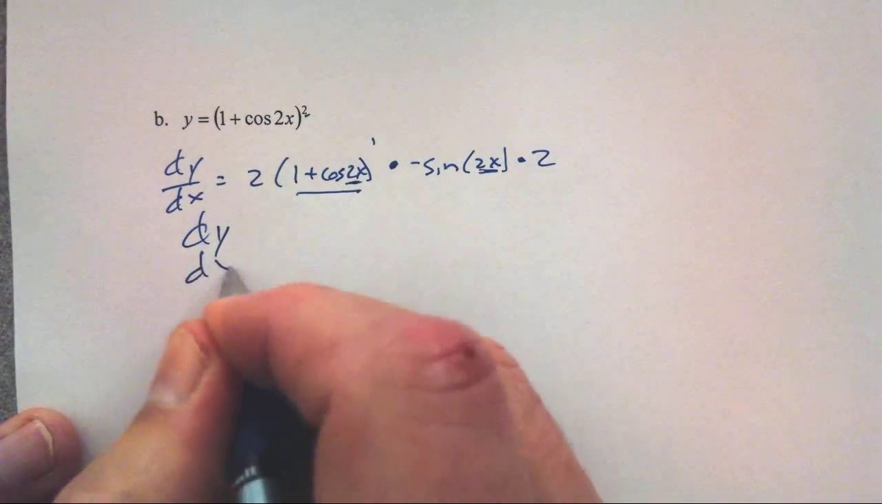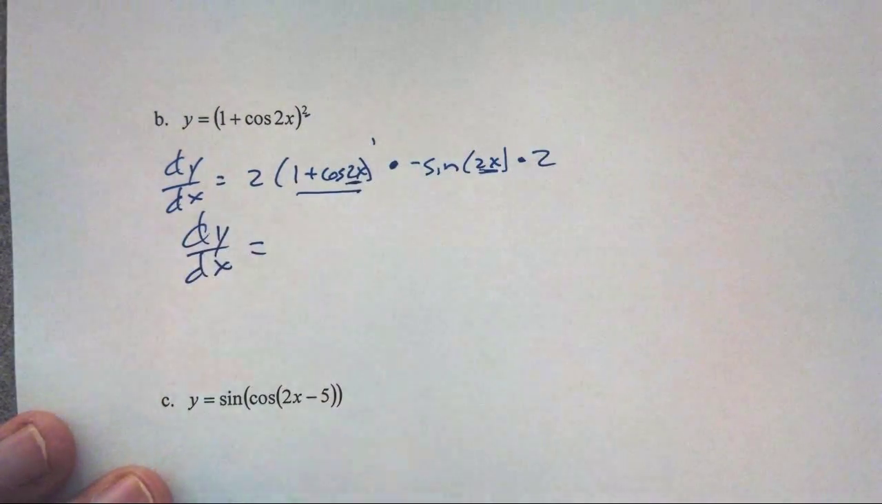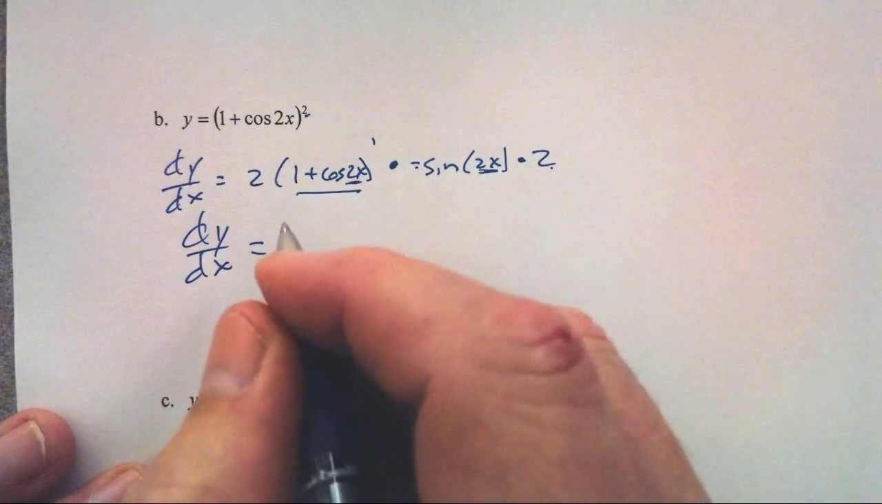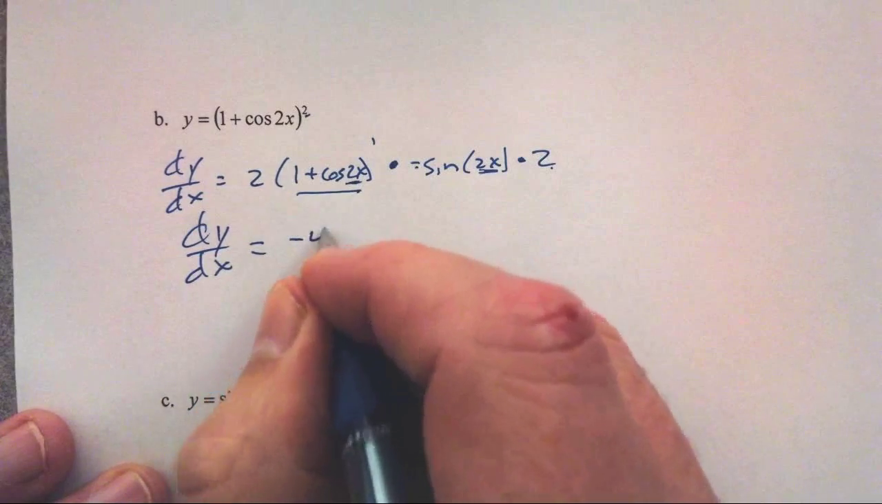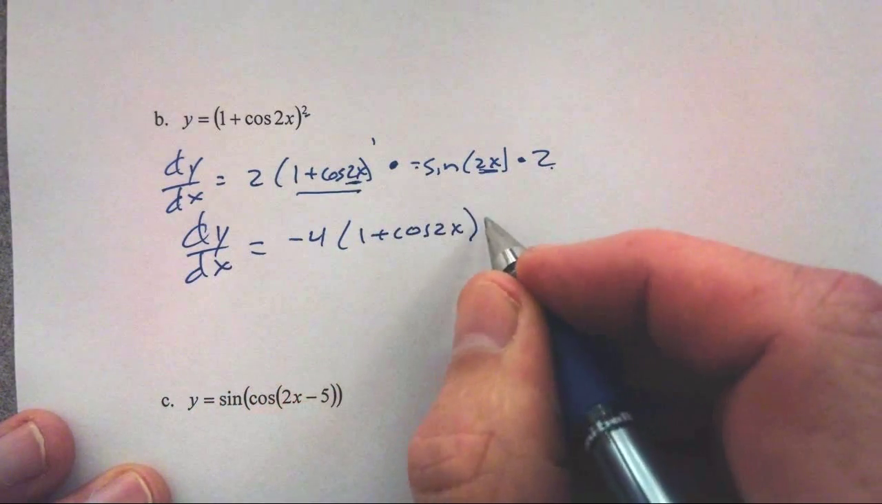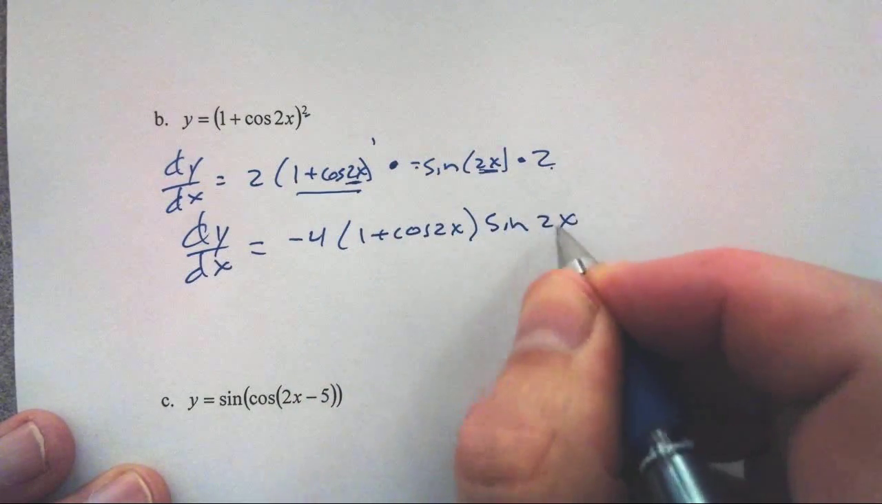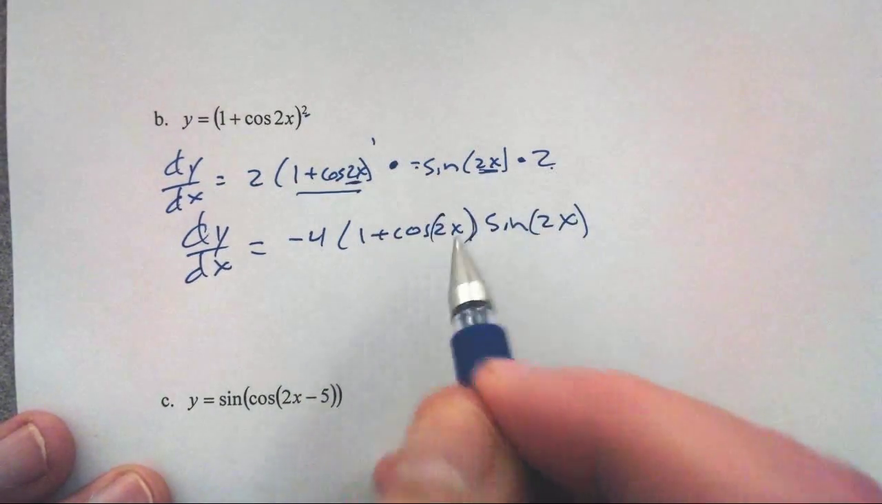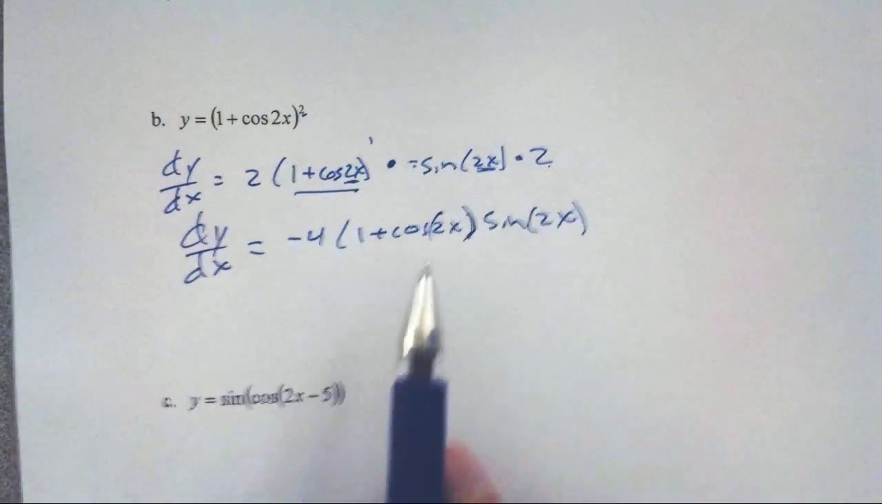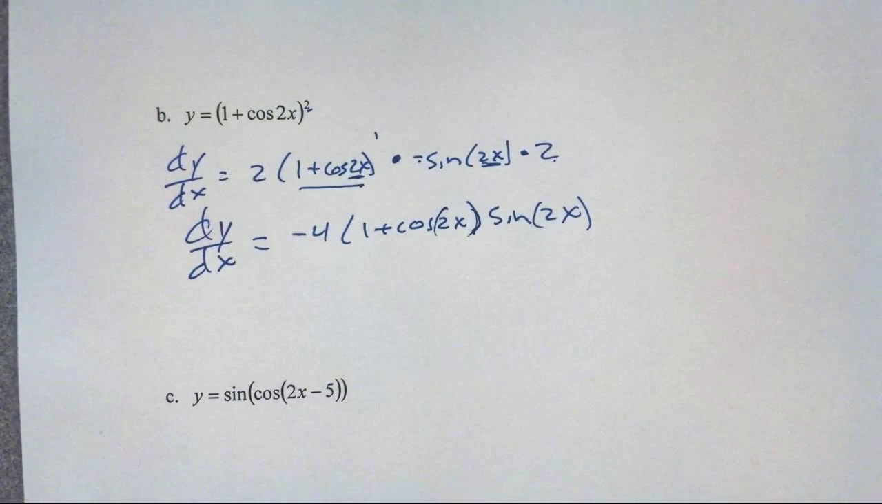So dy dx, let's not lose track of that negative sign we had in there. 2 times a negative 1 times a 2. That's negative 4 times 1 plus cosine of 2x times sine of 2x. I don't know why I put the parentheses. Could have gotten away without them, but could add a pair there to make it match. All right, moving right along.